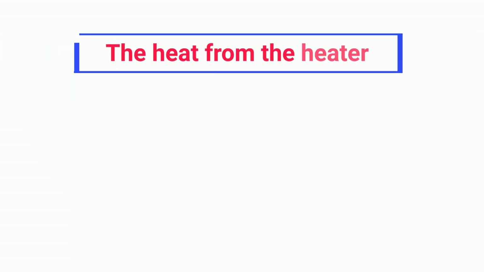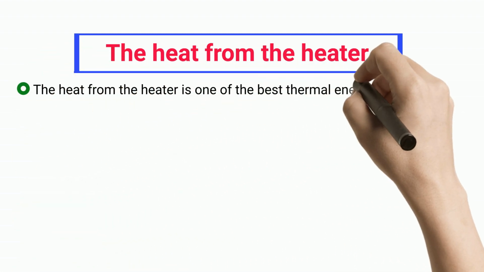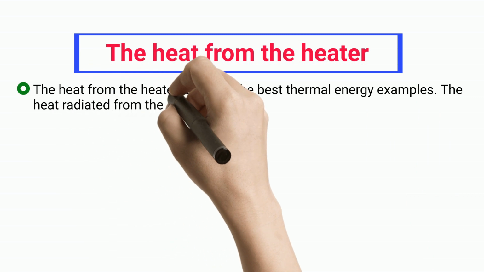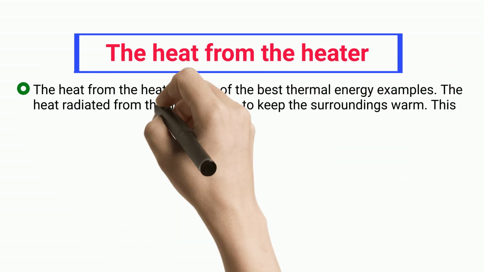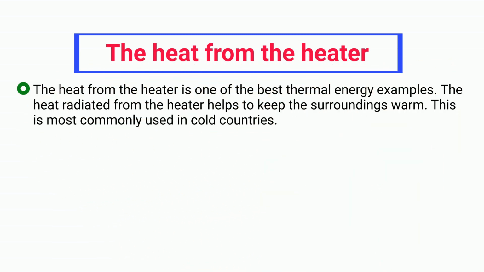A heater. The heat from the heater is one of the best thermal energy examples. The heat radiated from the heater helps to keep the surroundings warm. This is most commonly used in cold countries.